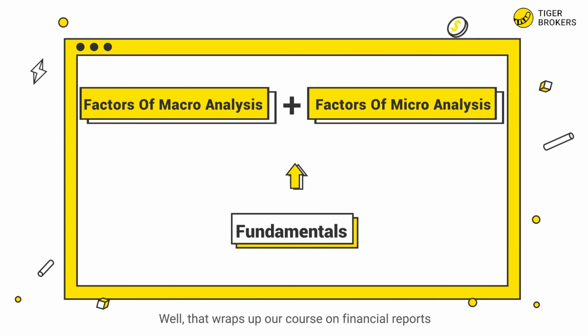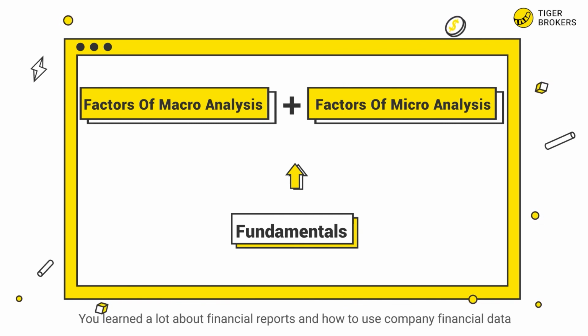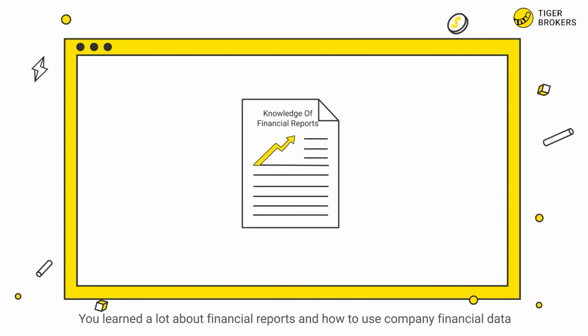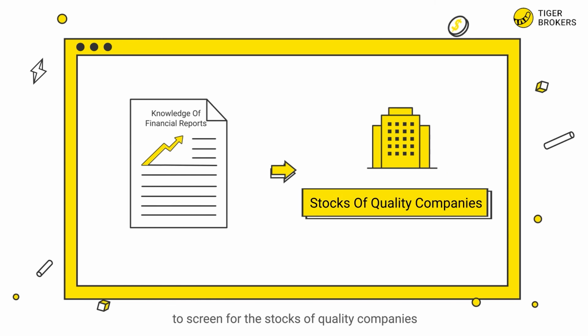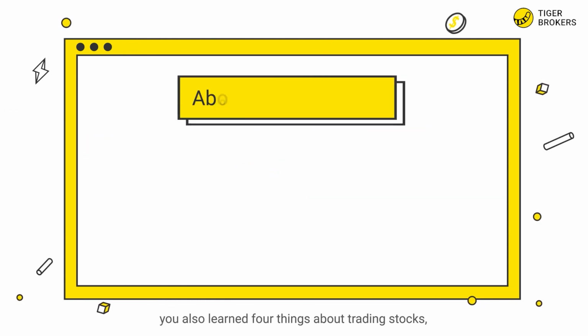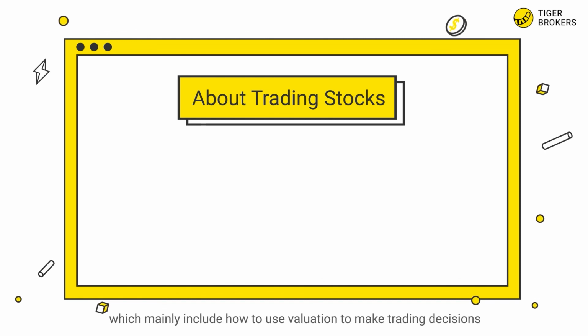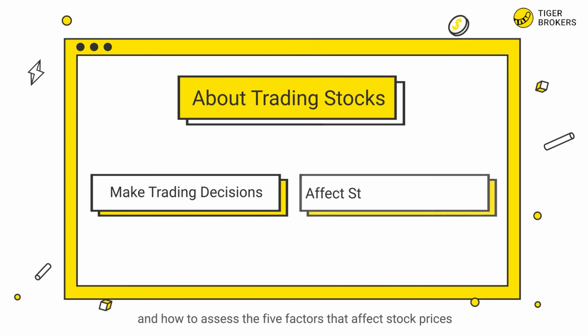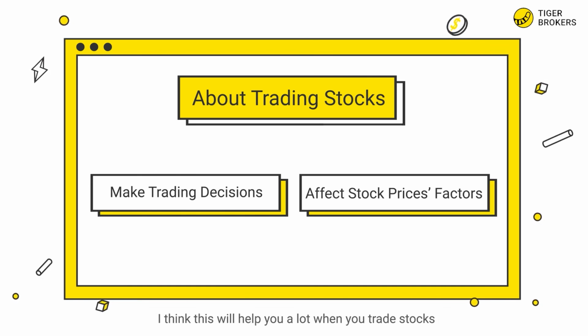Well, that wraps up our course on financial reports. You'll learn a lot about financial reports and how to use company financial data to screen for the stocks of quality companies. In addition to learning more about financial reports, you also learned 4 things about trading stocks, which mainly include how to use valuation to make trading decisions and how to assess the 5 factors that affect stock prices. I think this will help you a lot when you trade stocks.